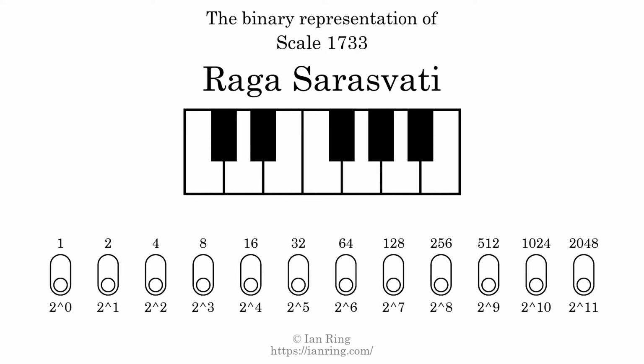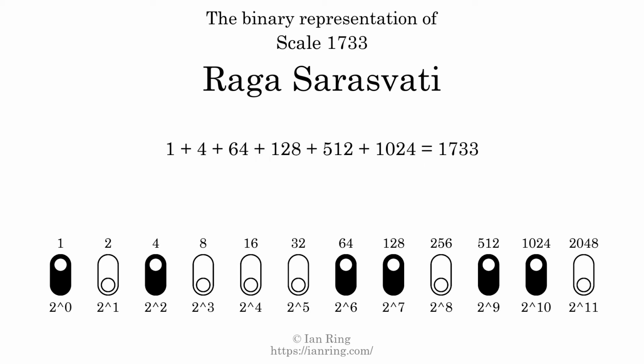The binary representation of this scale is determined by mapping tones of the scale to binary digits. Each binary digit represents a power of 2. To get the scale number, we add the powers of 2 together. The powers of 2 that are present in the scale, all added together, equals 1733.